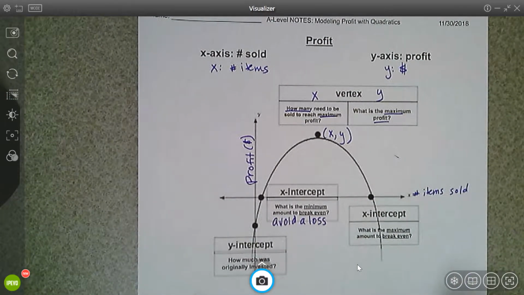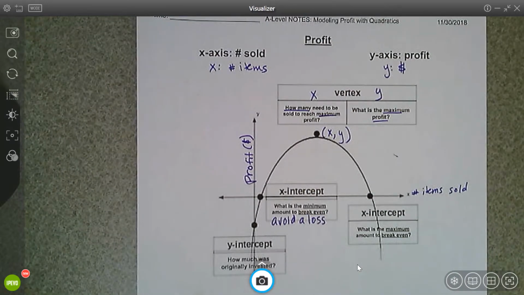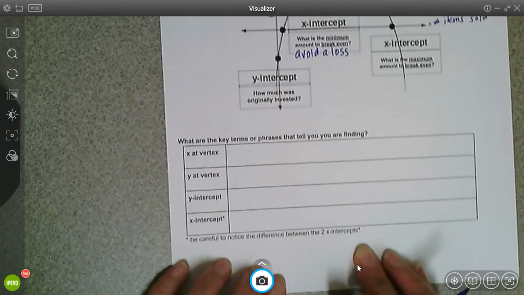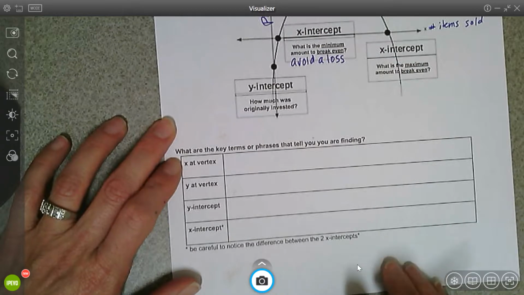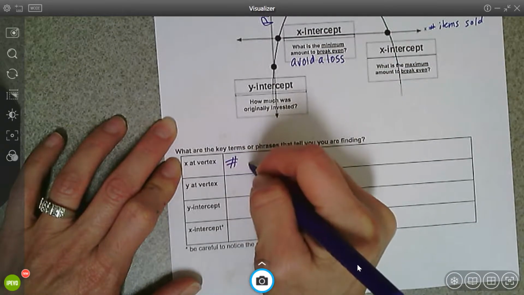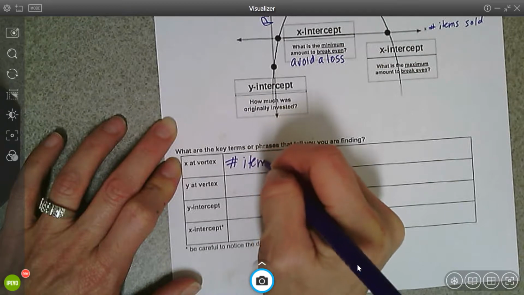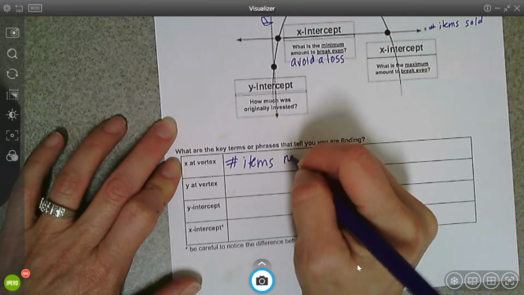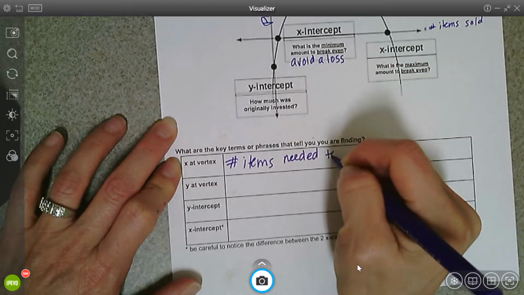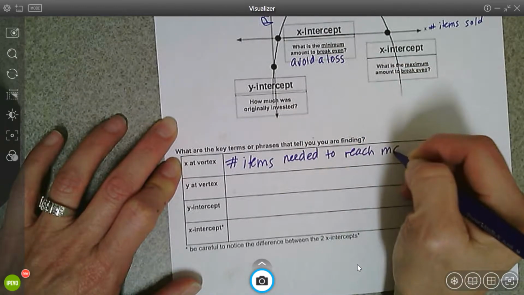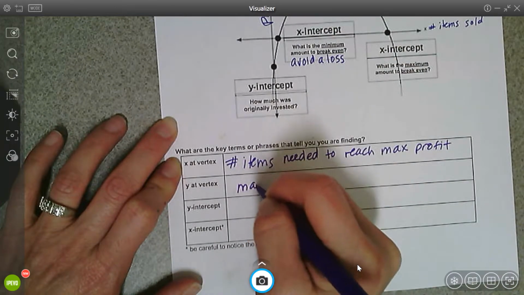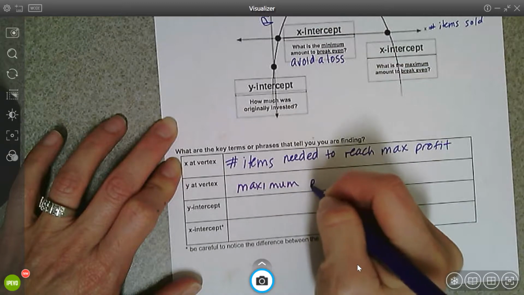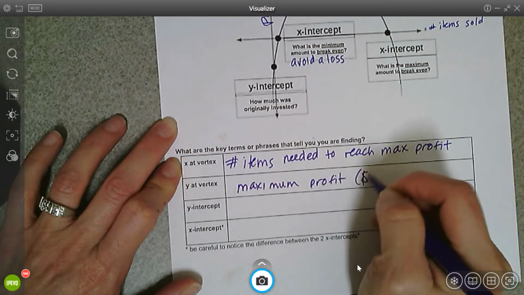So we're still going to be entering equations. We're just going to interpret them differently, and we're going to be using these questions to help interpret them. So key things that you need to remember is x at the vertex is going to tell you the number of items you need to sell for max profit. And the y at the vertex is going to tell you the max profit. So that's going to be money.